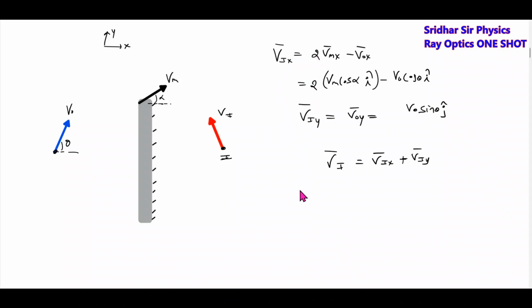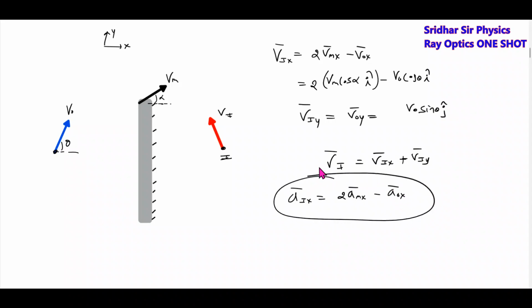Okay, sir, if they are accelerating, then we are going to differentiate this. a_ix equals 2 a_mx minus a_ox. This is for acceleration also. Then acceleration along the y-axis is equal to a_oy. Whether we are moving with a constant velocity or varying velocity, this is the basic approach.